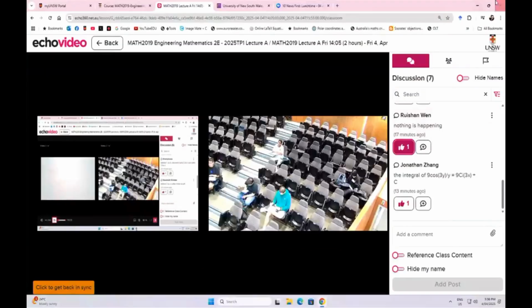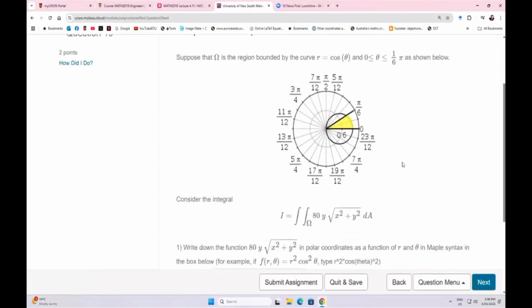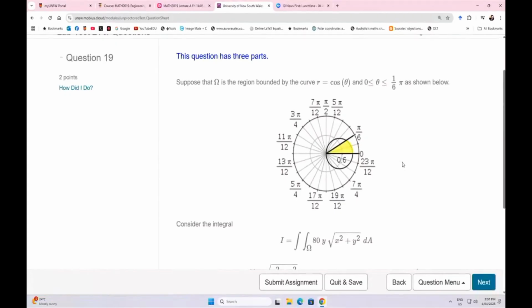Okay. Let's have a look at another one. This one's a little harder, I think, anyway. Have you seen this? Is it familiar? You've got a circle within a circle. So two circles, and you've got a sector or a wedge of the small circle, and it's in yellow. That's the region of integration.